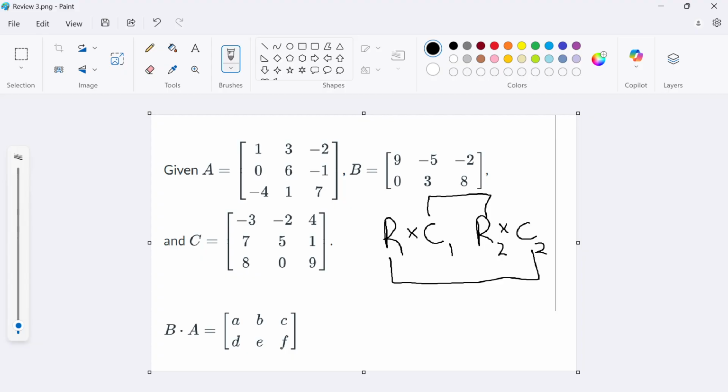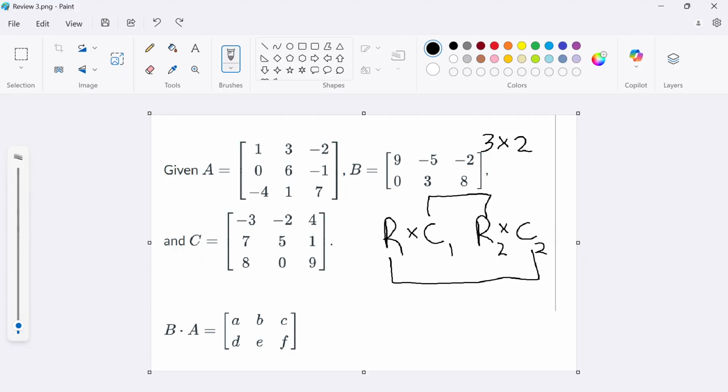So this one asks for B times A. So B is 3 rows and 2 columns. A is 3 rows and 3 columns. Can I multiply those together? 3 by 2, and I'm multiplying it, the dot product. B by A, 3 by, it's a 2 by 3.